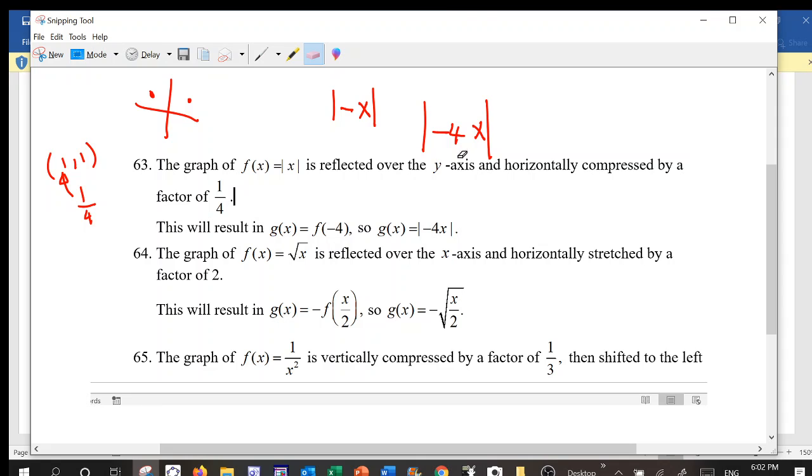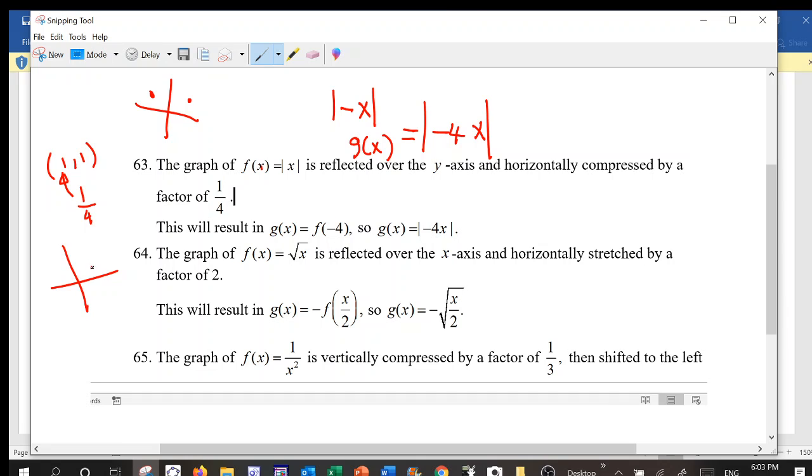So that's the new formula for that, 63. That makes sense? All right, now, if you call this f of x, we're going to call this something else. We're going to call it g of x, right? All right, 64, the graph of the square root of x is reflected over the x-axis.